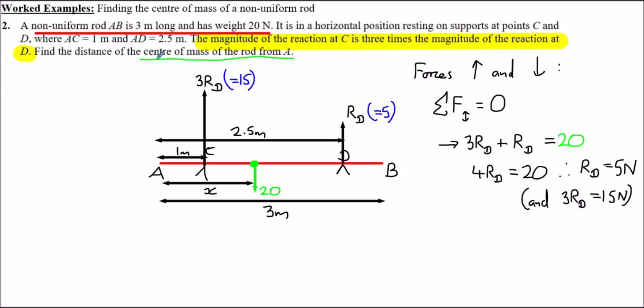Next, we're trying to work out the distance of the centre of mass of this rod from A. So we're trying to work out this distance here from A. So what we can do now is to take moments about a certain point. Now we're in a good position because we know all the forces. We know the weight and we know the reactions. So what we can do now is just take moments about A, if we wanted to.